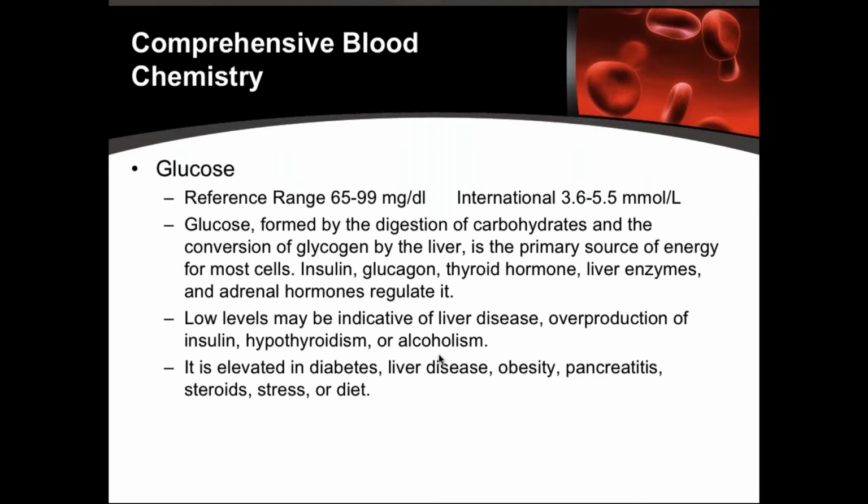To move on down to the next bullet, low levels of glucose may be indicative of liver disease, overproduction of insulin, and insulinoma, right?